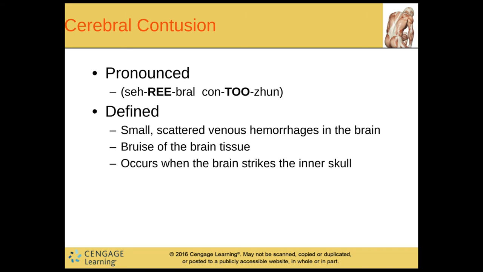We have a cerebral contusion. This is a small scattered venous hemorrhage in the brain. So it's basically like a bruise on the brain tissue. And it occurs when the brain strikes the inner skull.